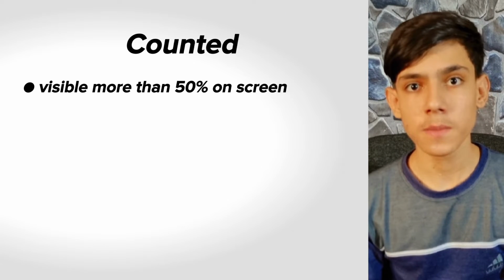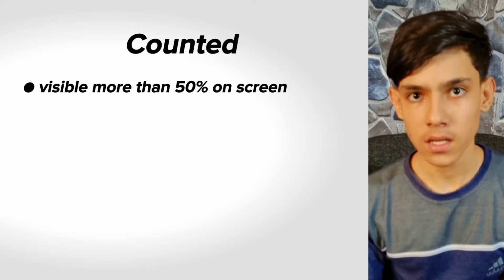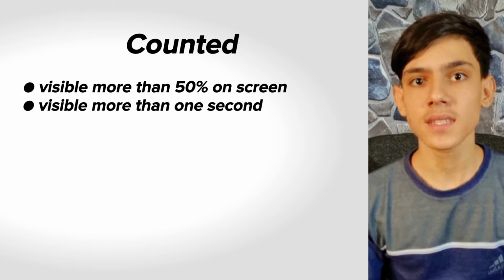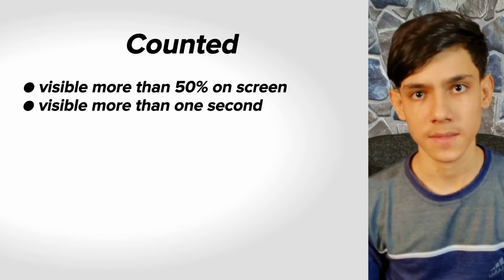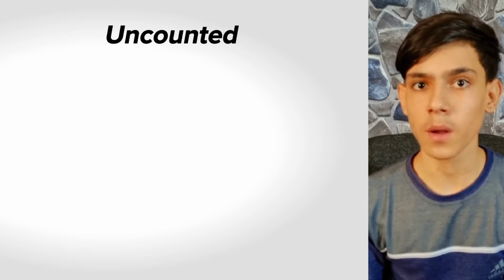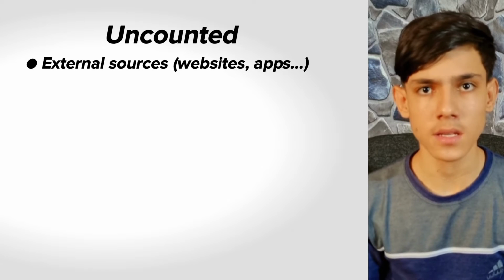YouTube impressions show how many times your thumbnails were shown to people on YouTube. It is counted if it is visible more than 50% on the screen, and it is counted if it is visible for more than 1 second. But it is not counted if it is from any external sources like websites or apps.